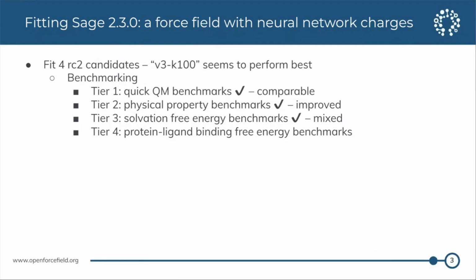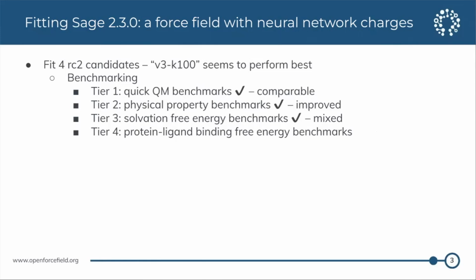I mentioned that 2.3 RC1 is not expected to be the final 2.3 force field release. That is in large part because we have been hard at work fitting a second force field candidate that improves performance on particular benchmarks. So over the past month, we fit 4 possible candidates for RC2, where one in particular, version 3 K100 is its working name, seems to show the best performance.